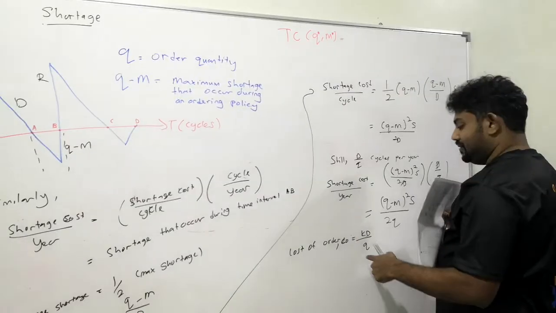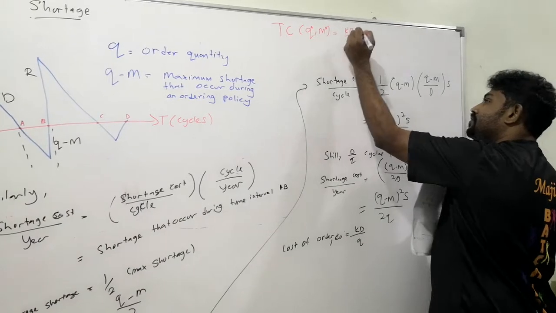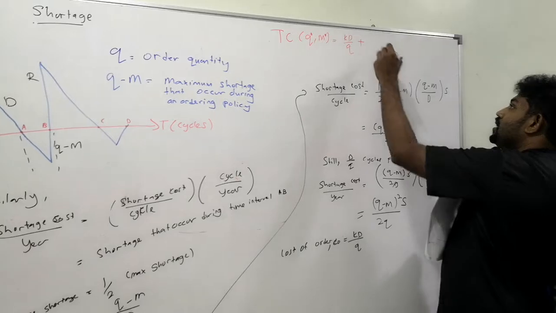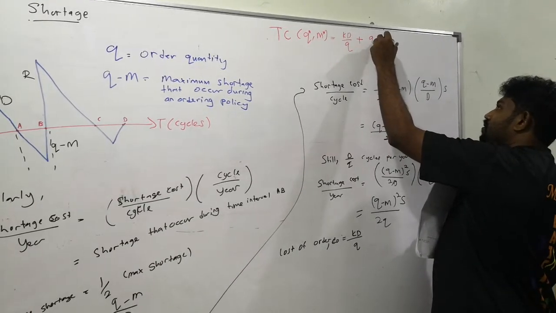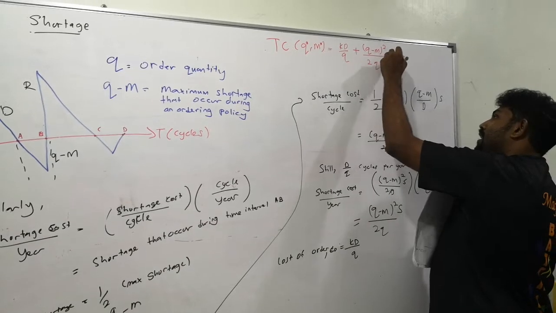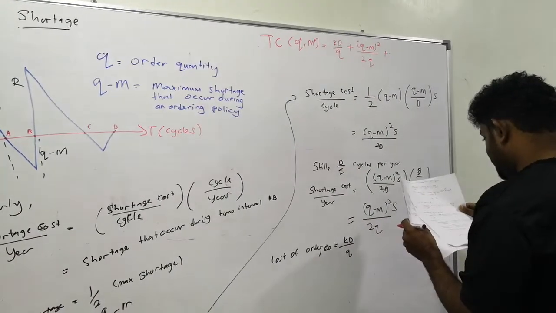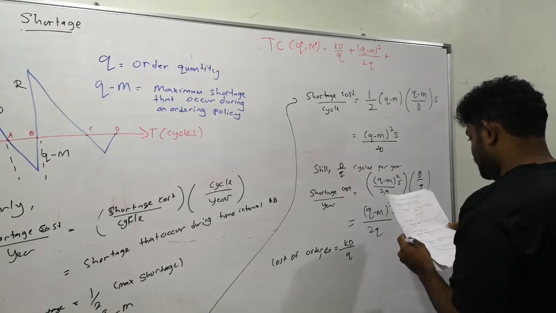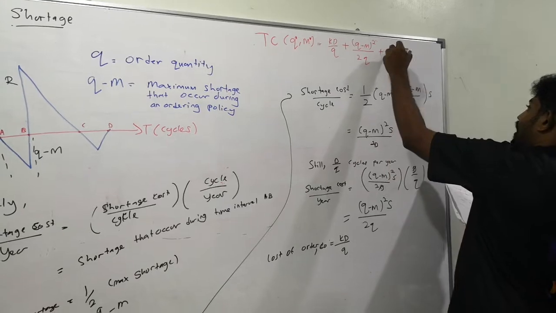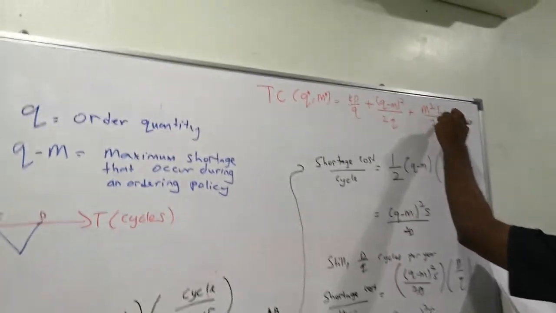We can get KD over Q, plus our shortage cost (Q minus M) squared S over 2Q, and finally our holding cost. If you still remember, our holding cost is M squared H over 2Q.